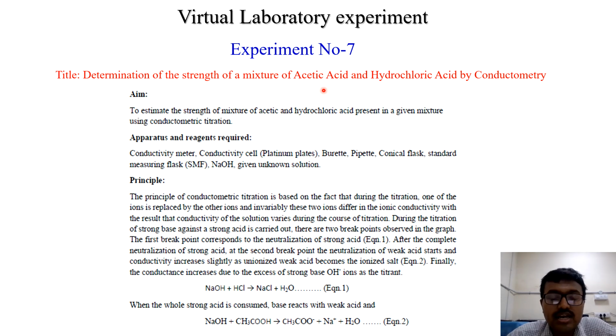The procedure and everything about this experiment is described in this video. You may consider this video as a virtual laboratory, because whatever you will do in the laboratory, everything will be shown in this video. I'll show you one video in the next slide, and then you will understand everything about the experiment.